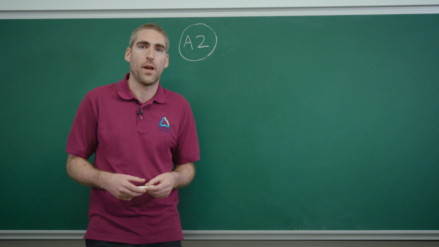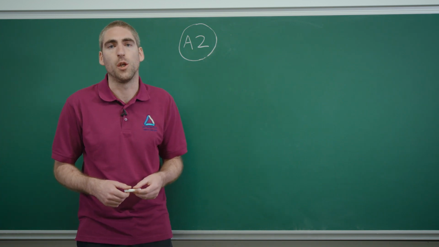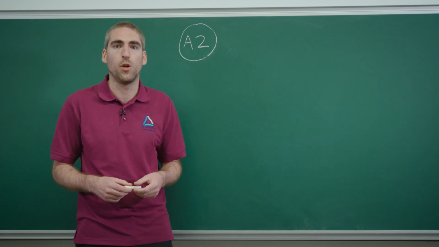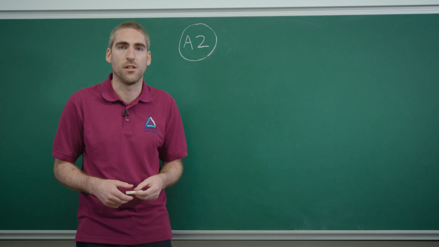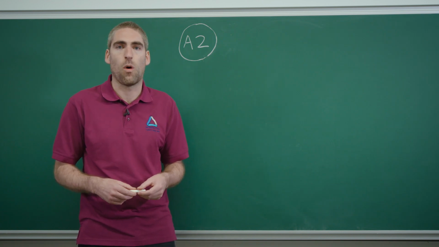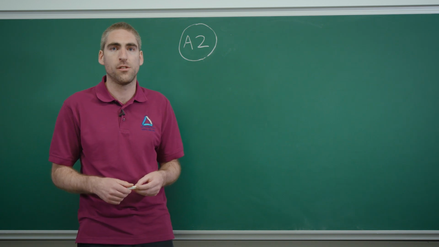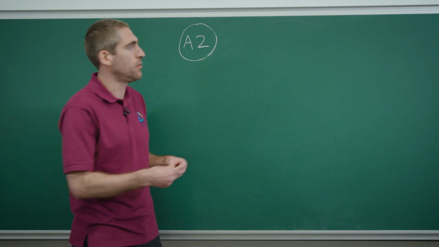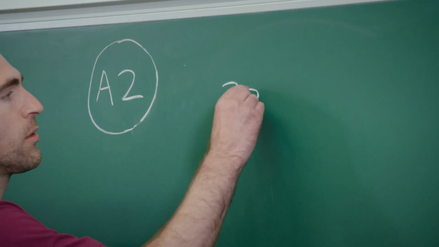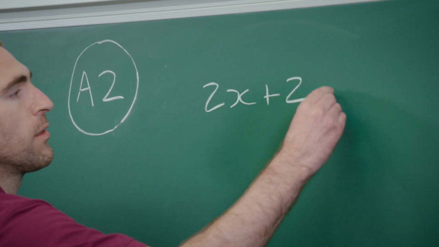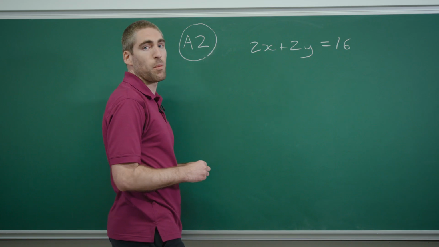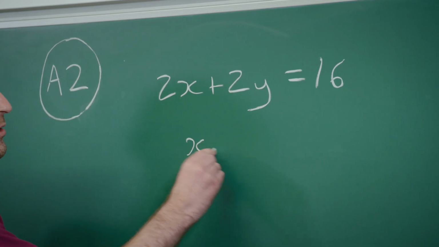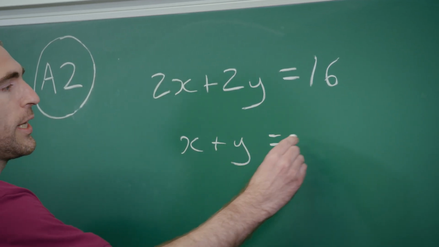In this question, we're combining 42 unit cubes to create a larger cuboid. And if we let the dimensions be x, y and z, where x and y are the dimensions of the base, we can write down that 2x plus 2y is equal to 16, which we can simplify to be x plus y is 8.